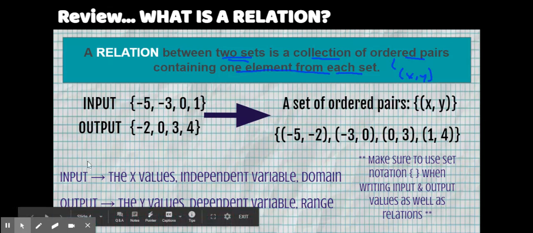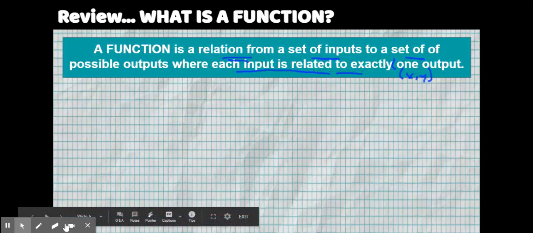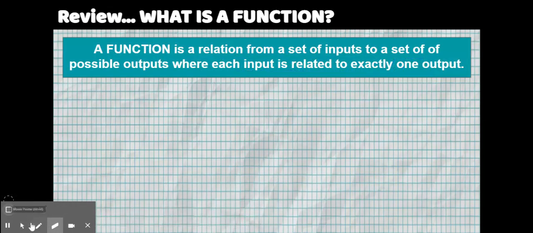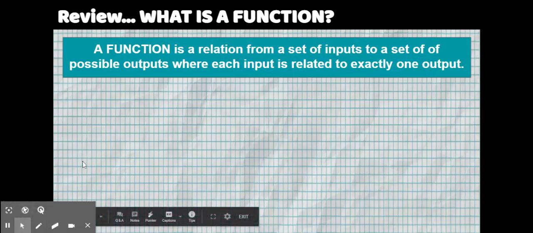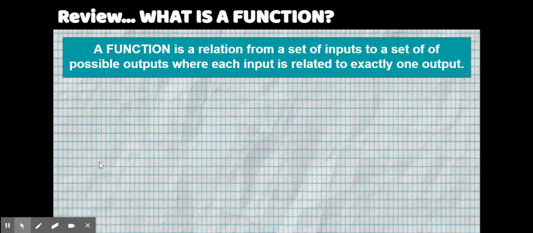So that's a quick review of what our relation was. And now let's look at what the function was, because again, we have to take our knowledge from our previous lesson and move forward with it. Remember, a function is a relation that has a set of input and output values, but the specialty about a function is where each input is related to exactly one output.